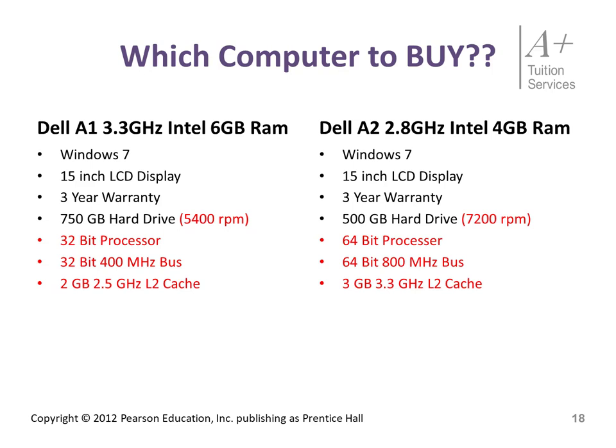One has a 2 gigabyte cache and one has a 3.3 gigahertz cache. So here now we will go with the more expensive one because it has a 64-bit processor, a 64-bit 800 megahertz bus, and a 3 gigabyte 3.3 gigahertz L2 cache. So we will go with the Dell A2, as you can see on the right.